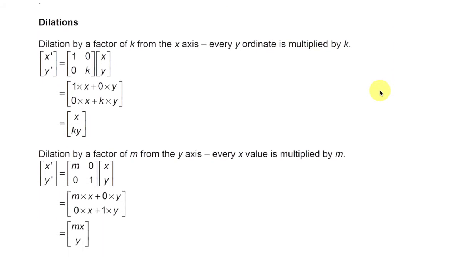Let's look at dilations. So x prime, y prime, the new x and the new y, will equal this matrix multiplied by the original point (x, y). If we perform matrix multiplication on it, you will see that we end up with (x, ky). So what we're looking at here is that this is a dilation factor of k from the x-axis, or if you like, parallel with the y-axis. Every y value has been multiplied by k.